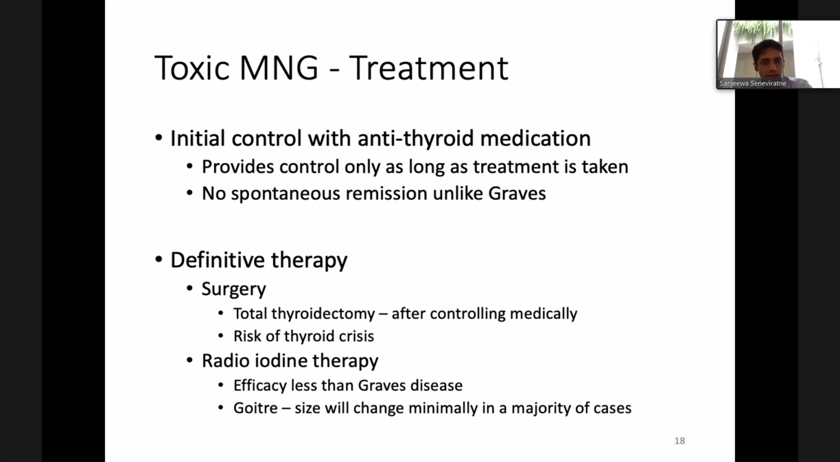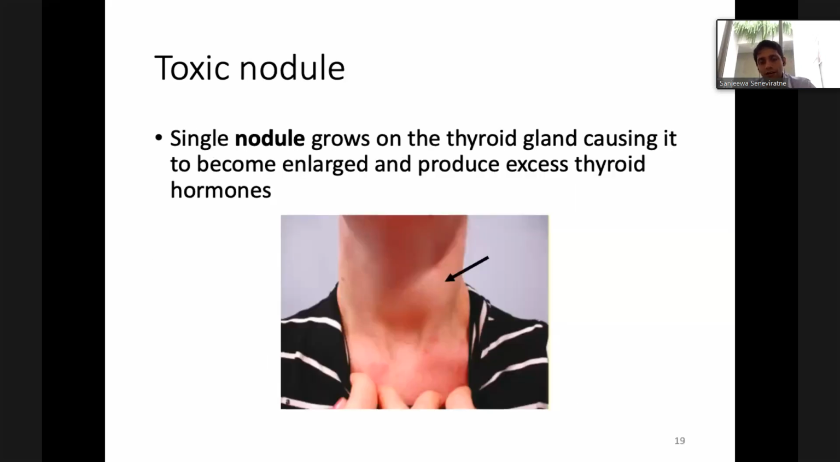So both are options. Surgery, of course, like in Graves' disease, will give you 100% cure, but at the cost of potential complications. Radioactive iodine therapy may not work 100%, it is less efficacious, but will avoid an operation with potential associated complications. So we consider everything and decide on the final treatment modality.